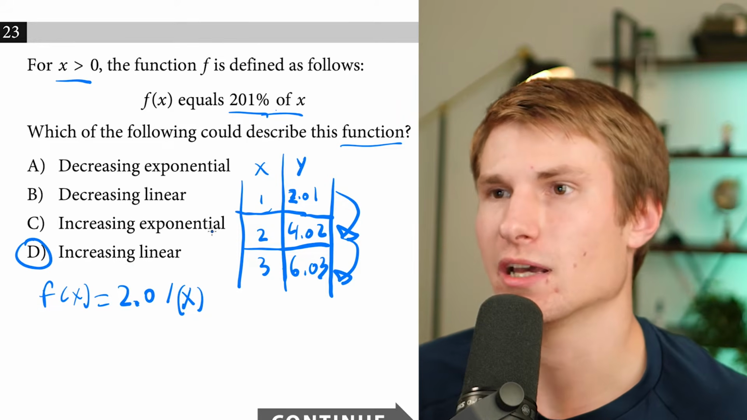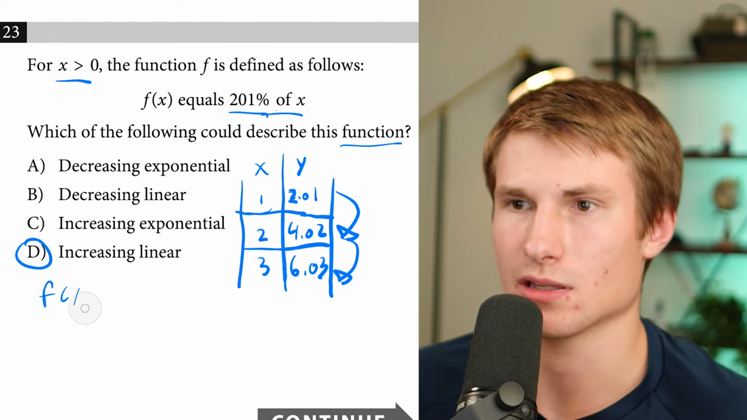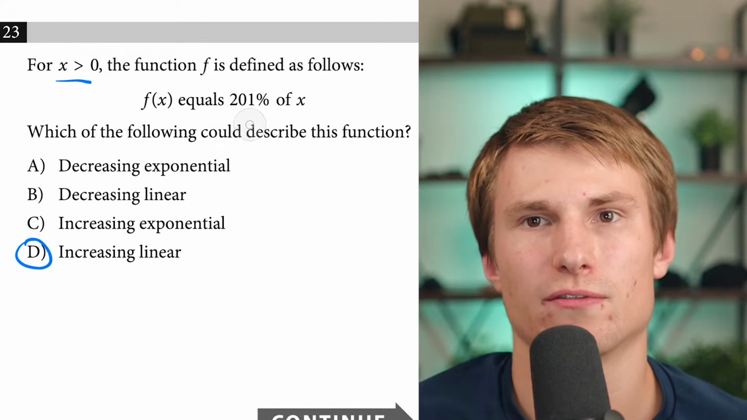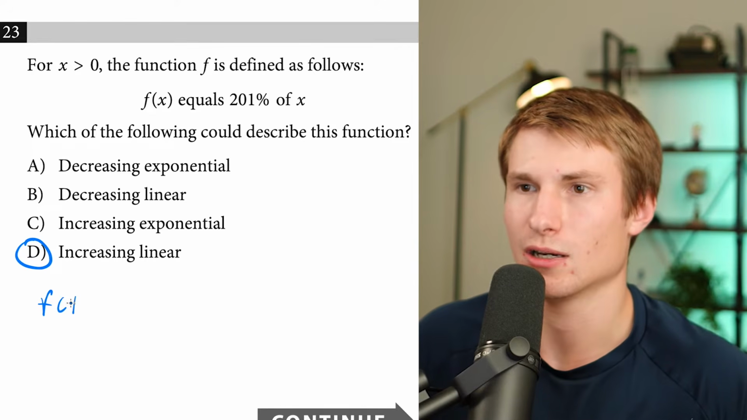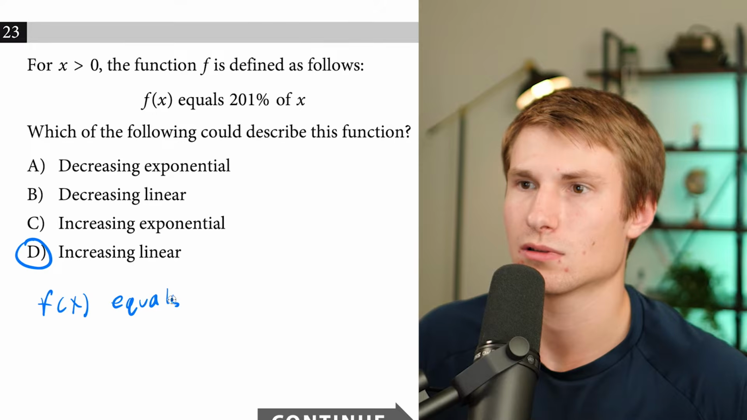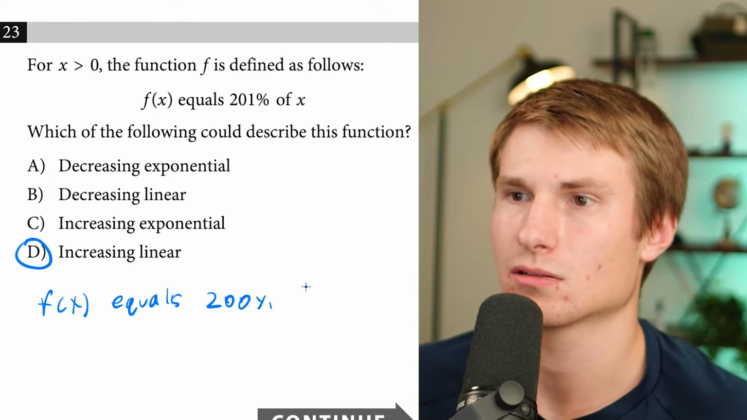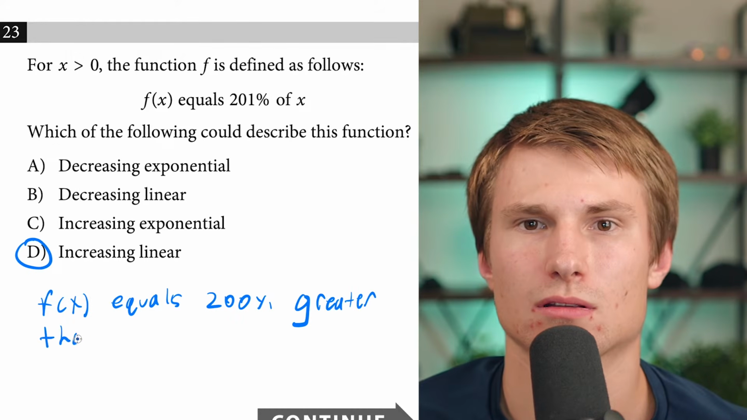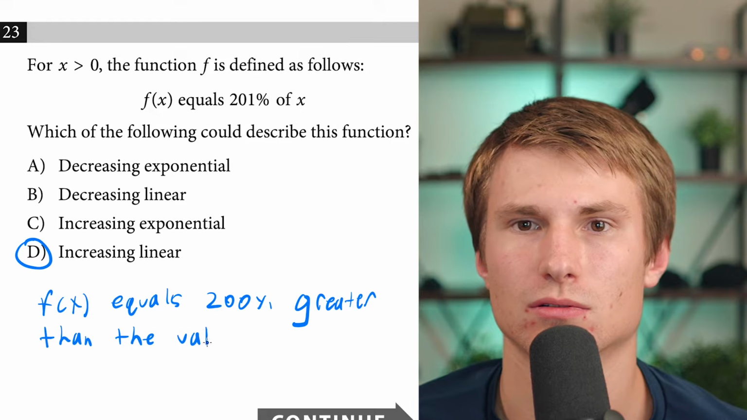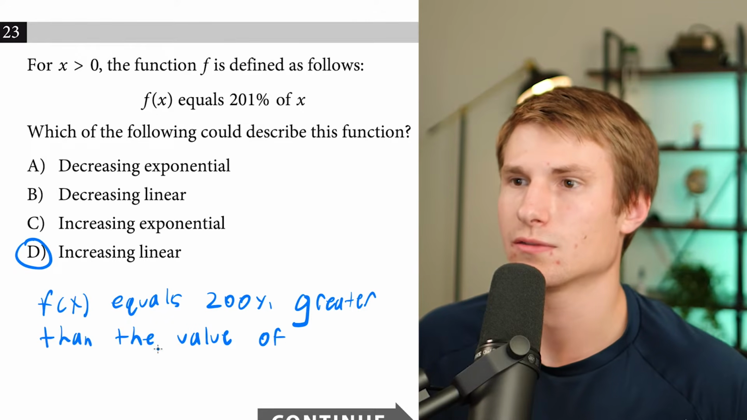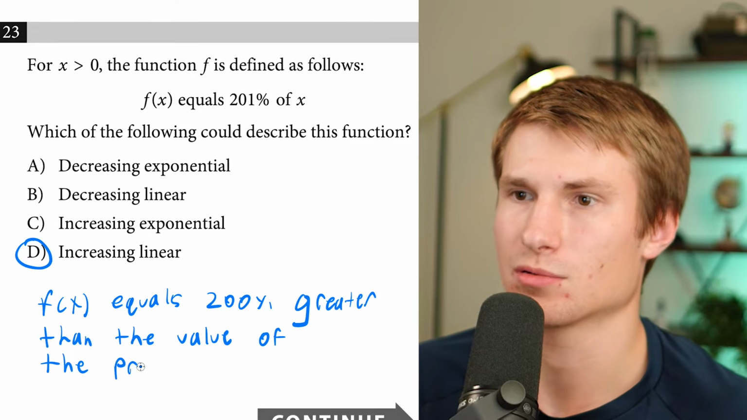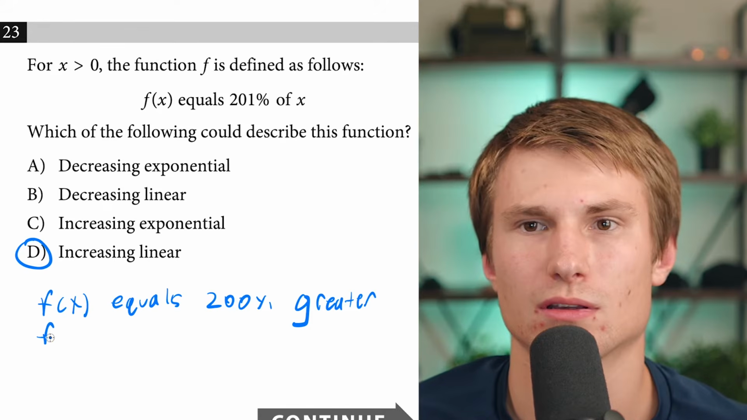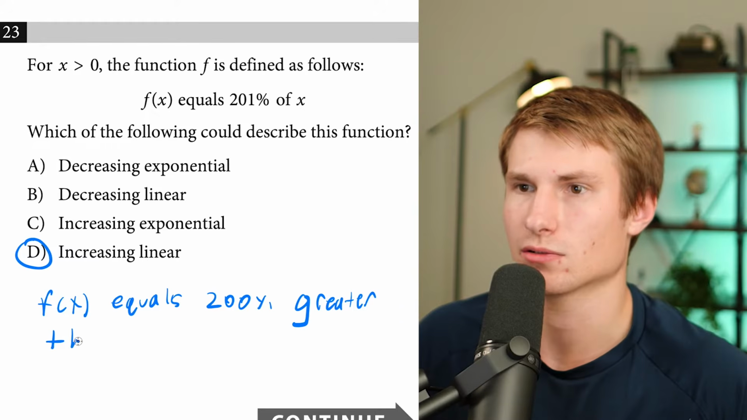Now if it's exponential, the way that would be worded would be something like this. I'm going to erase this so you don't get confused. If it was increasing exponential, it would be written something like f of x equals 200% greater than the function's previous value.